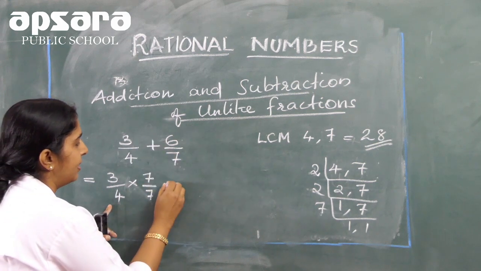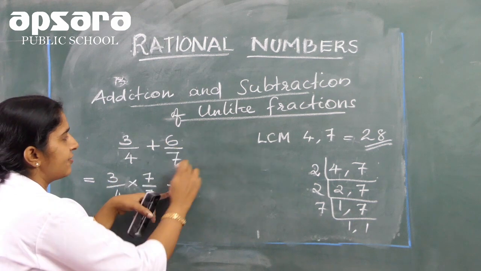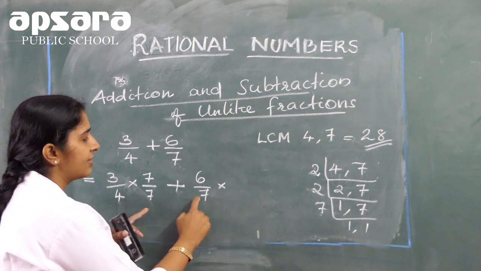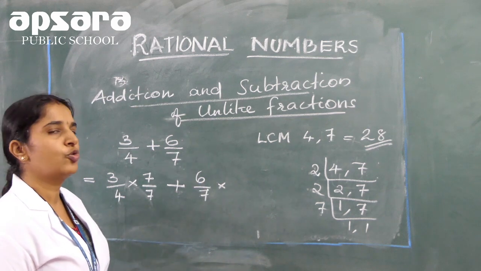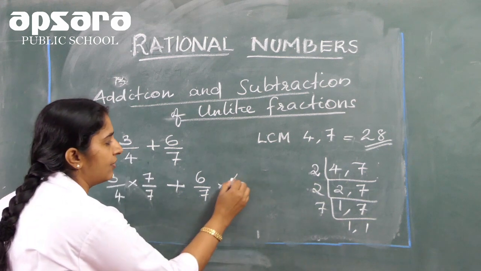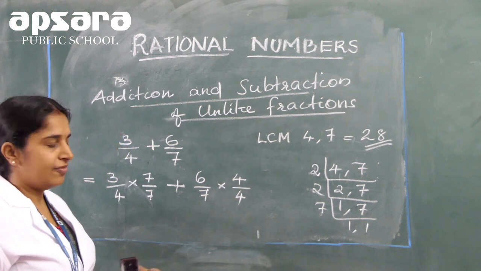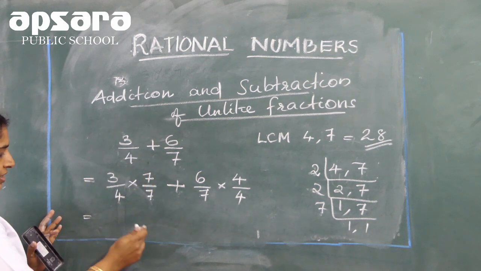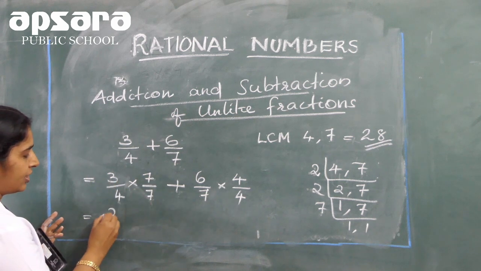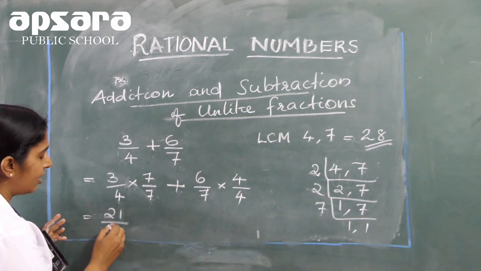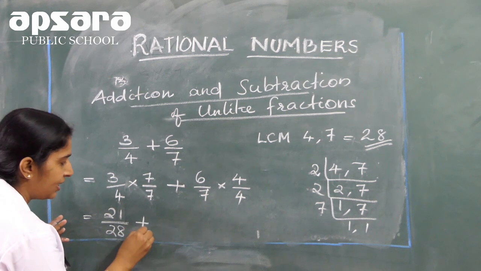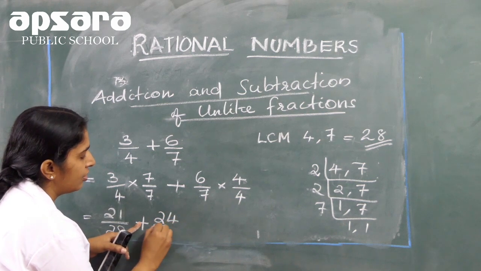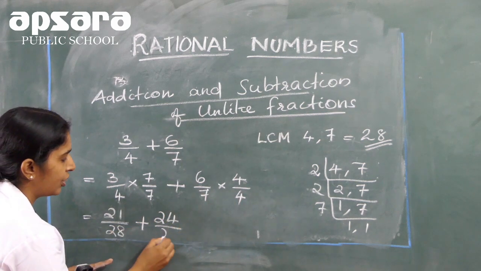Yes. Next step, plus. The next fraction is 6 by 7. 7 into which number gives the product as 28? It is 4. So we multiply it by 4 by 4. Now consider the first one: 3 by 4 into 7 by 7, which is equal to 3 into 7 is 21, 4 7s are 28, plus 6 4s are 24, 7 4s are 28.